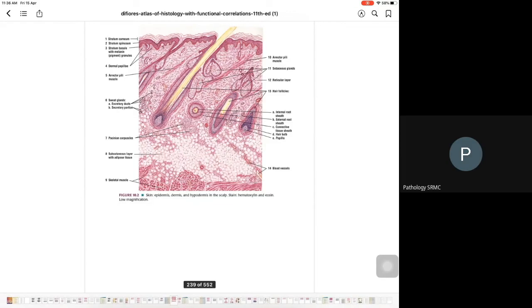The skin with epidermis, dermis, and hypodermis in the scalp, H&E stain, low magnification. From the left, there is stratum corneum, stratum spinosum, stratum basale with melanin, that is pigment granules, dermal papillae, arrector pili muscles, sweat glands with excretory ducts and the secretory portion, Pacinian corpuscles, subcutaneous layer with adipose tissue, skeletal muscle. On the right, there is arrector pili muscle again, sebaceous glands, reticular layer, hair follicles, internal root sheath, external root sheath, connective tissue sheath, hair bulb, and papilla, and they have blood vessels.